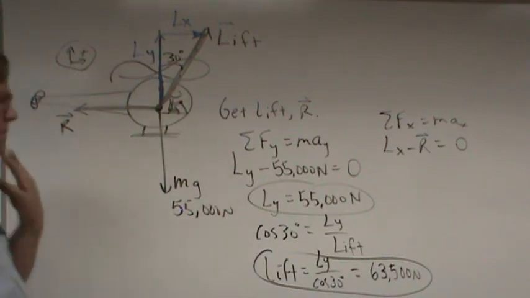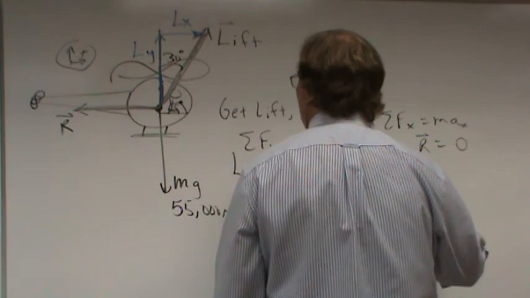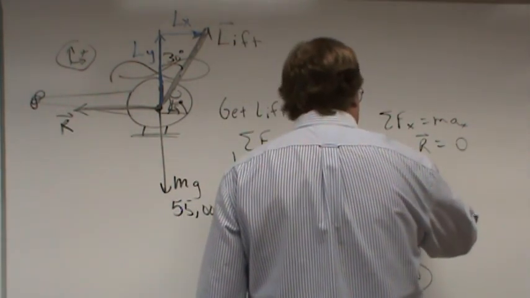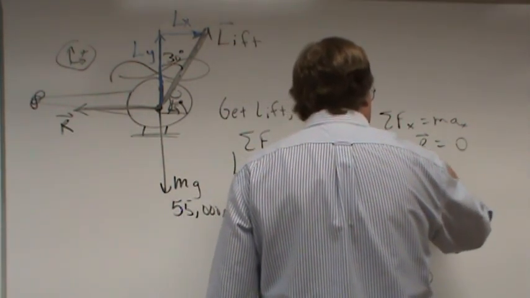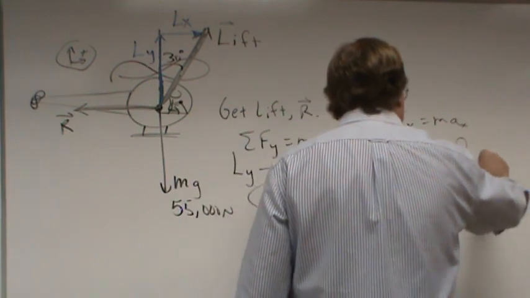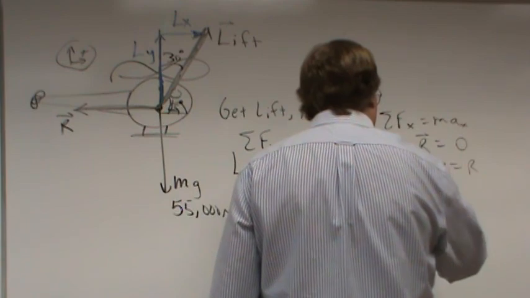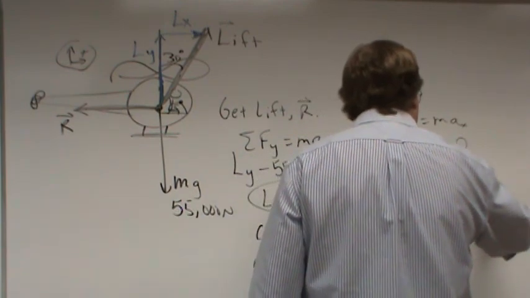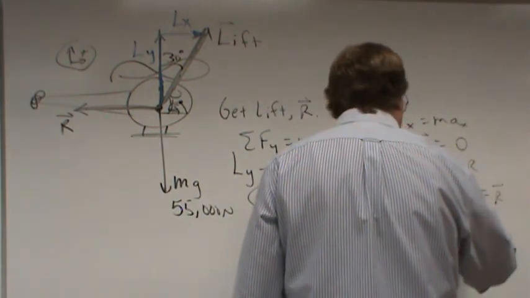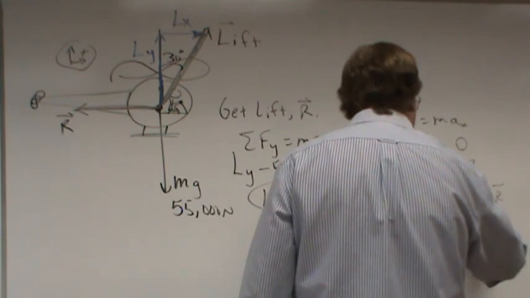That's weird. Alrighty, so L sub x is going to be lift times the sine of 30 degrees, and that's going to equal my air resistance, R. So I've got 63,500 times the sine of 30 degrees equals my air resistance. So that's going to be what, 31,800, something like that.